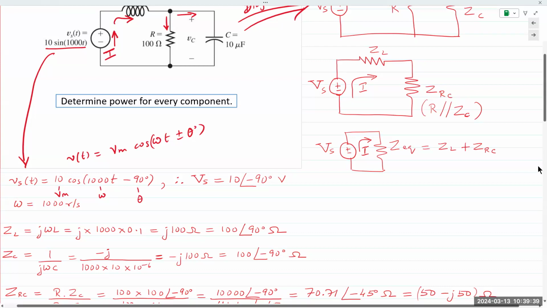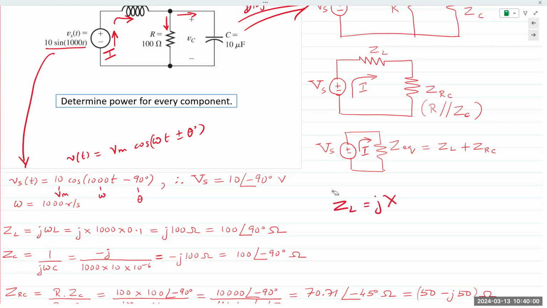So we need the omega value from the source because we want to find the impedance for the capacitor and the inductor. Impedance for the inductor is j omega L, and for the capacitor it is 1 over j omega C. Impedance for an inductor is jXL. X, if you remember from chapter 5, is the reactance. And ZC, of course, is 1 over jXC.